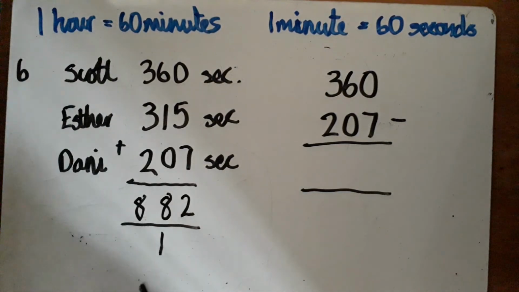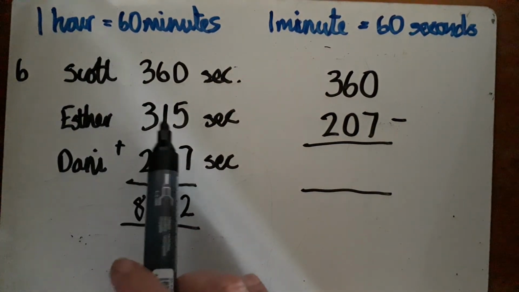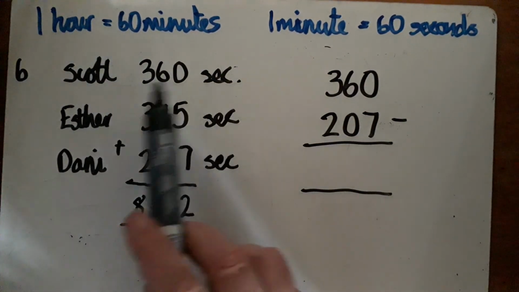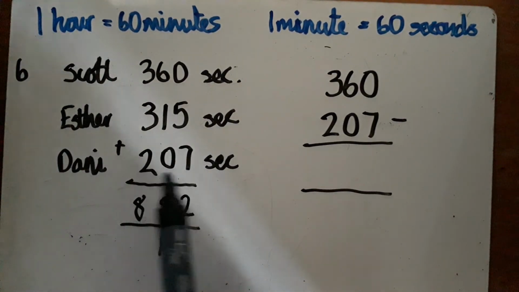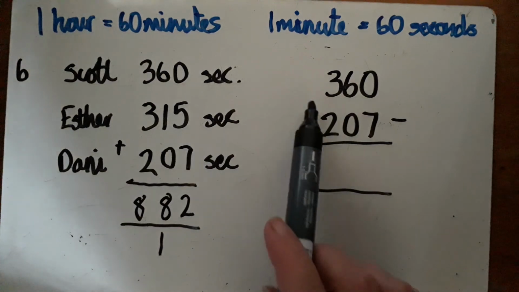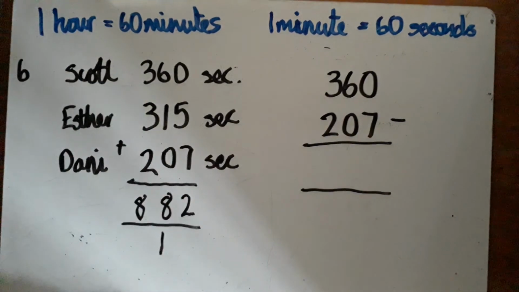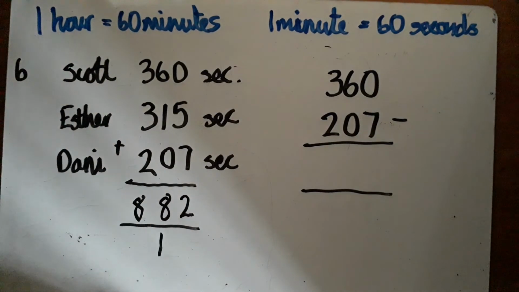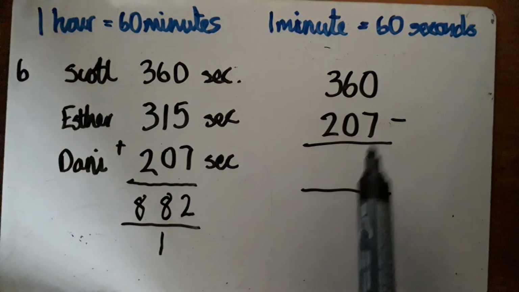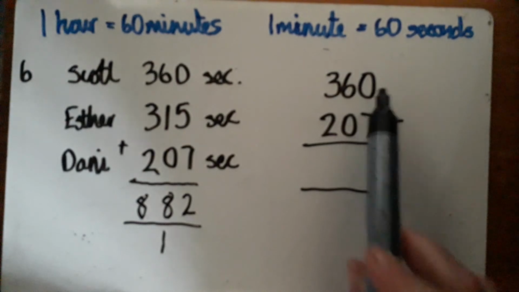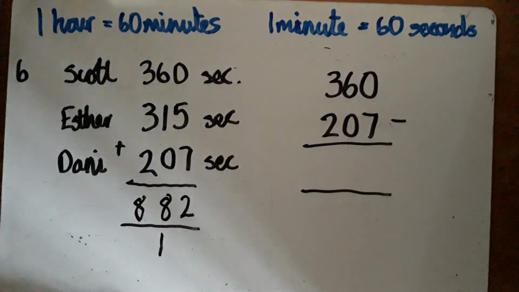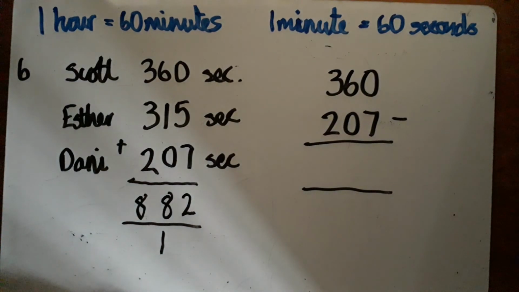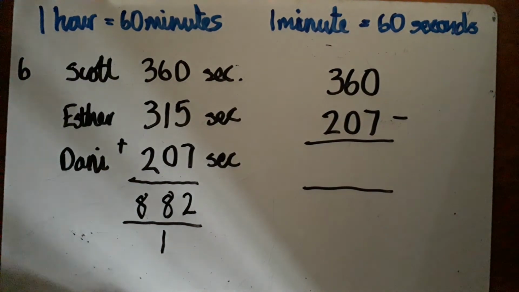And the last part of the question asks us the difference between the longest time, which is 360 seconds, and the shortest time, which is 207 seconds. So there we can see a column subtraction sum. And I'm going to leave you guys to work out your answer to that. Okay, so 0, remember 0, subtract 7, we can't do. Okay, so those are my hints and tips for today.